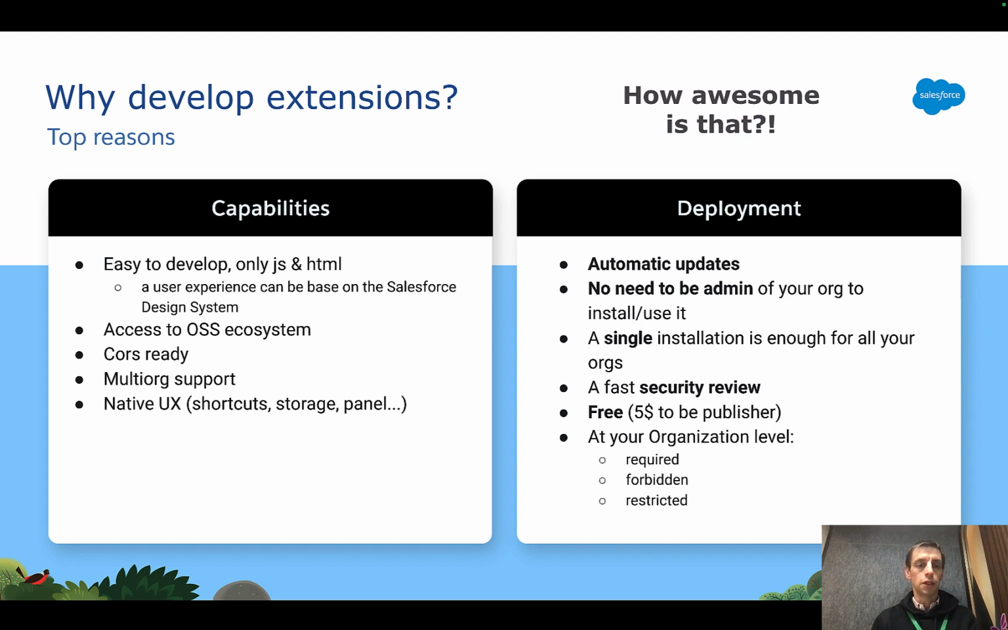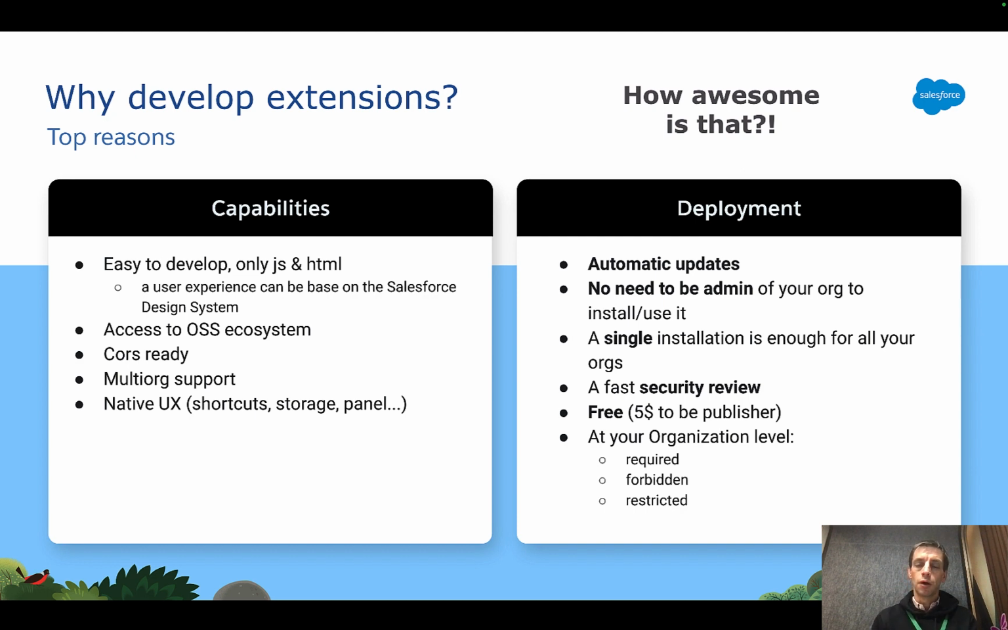When you want to do things like multi-org, it's very easy to do. You have native UX, meaning you can use native shortcuts on your browser. You can use the storage of your browser, the panel, and so on. It's a little like the difference between a web application and a native application you have on your phone. It's a native capability, which is very interesting.